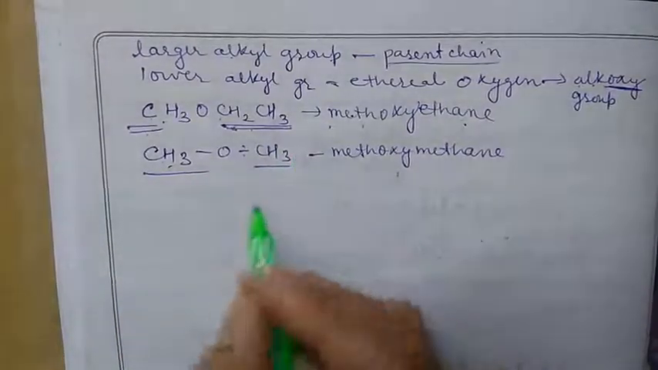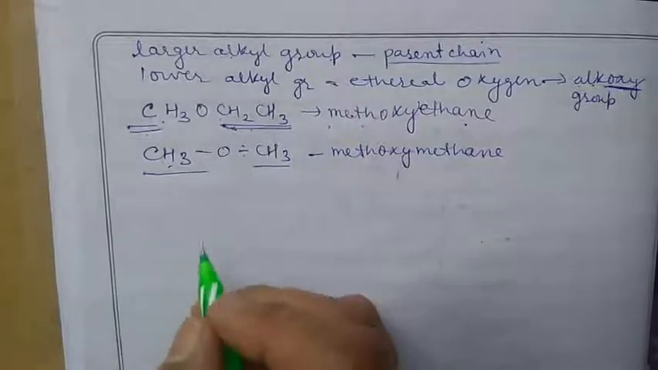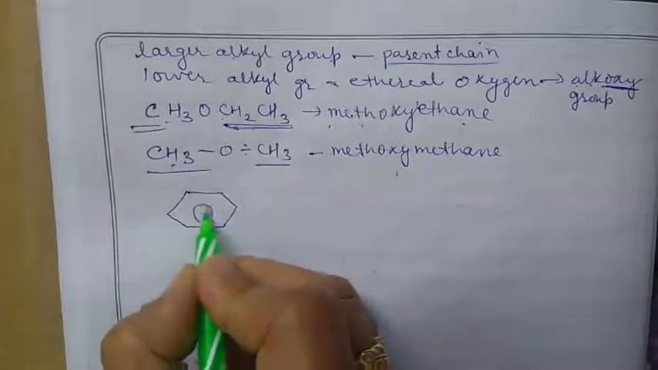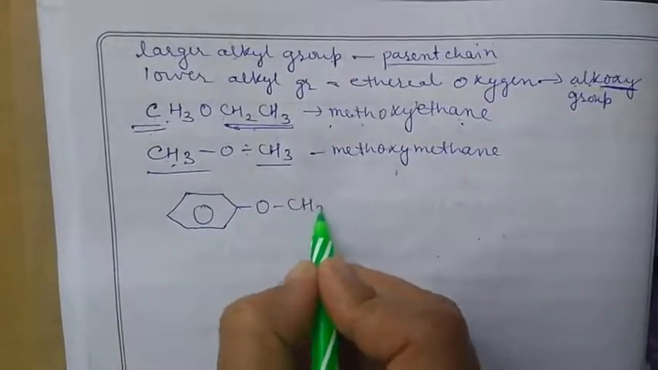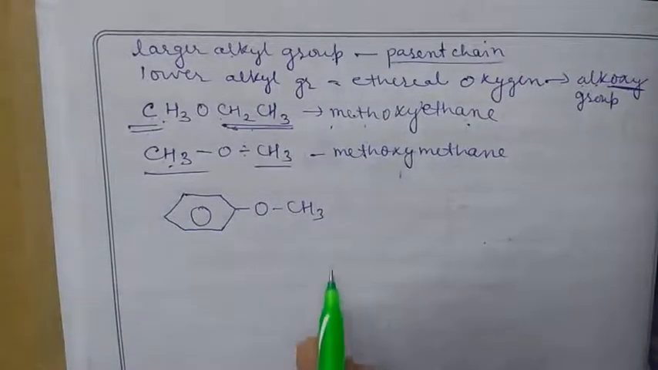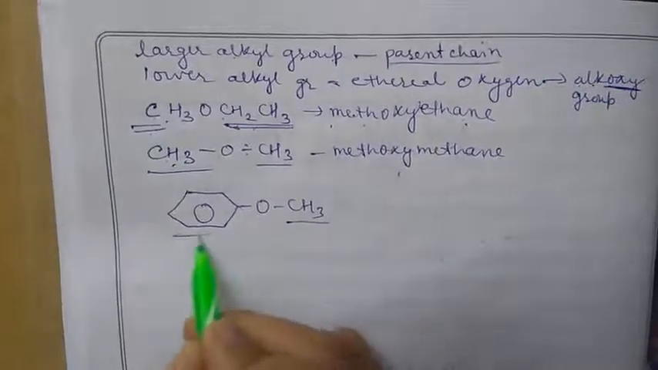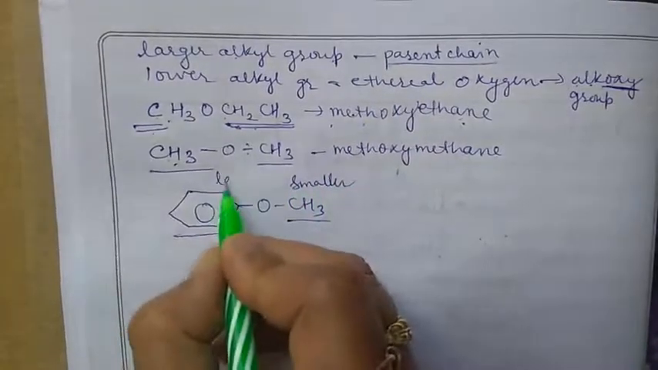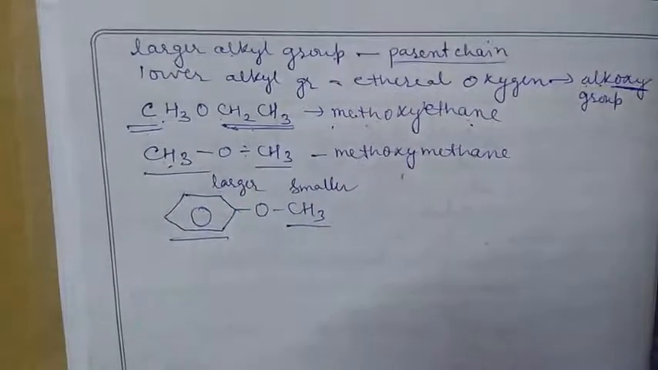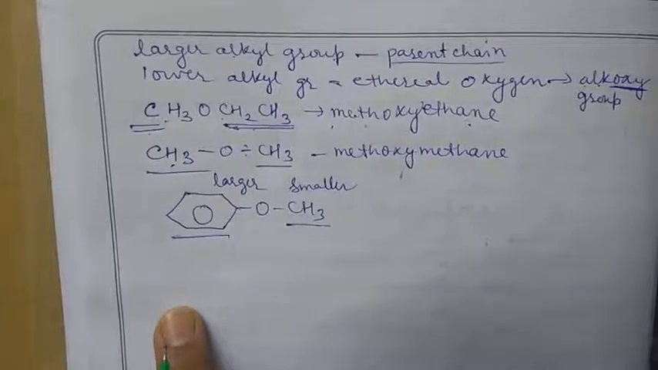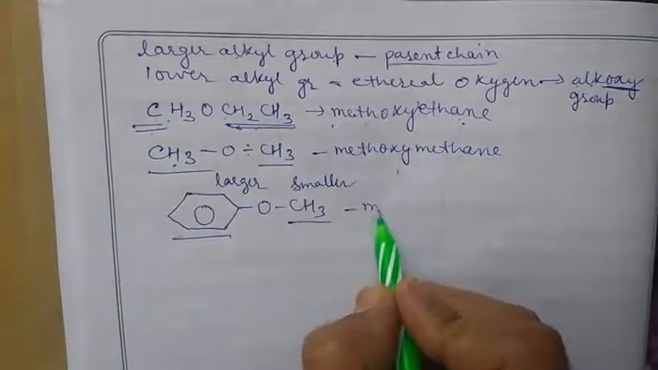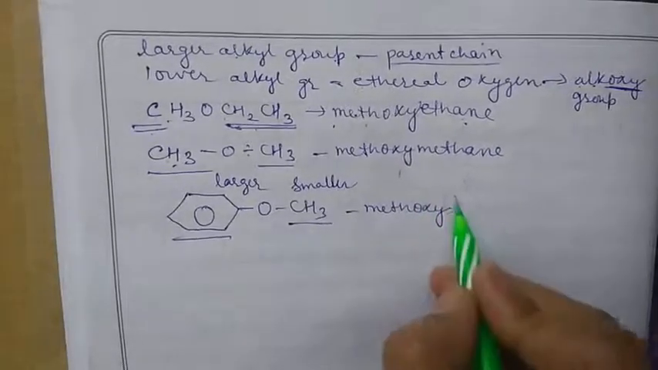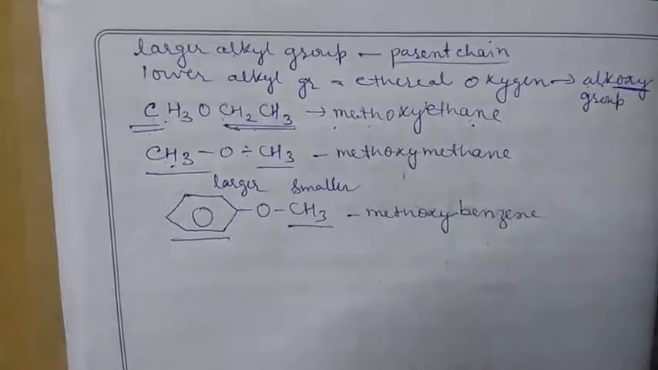Now what happens in case of a benzene ring? Let's take the example of a benzene ring, how the name changes in case of the benzene ring. So for example, this is the benzene ring. This is the oxygen atom, and here the CH3 group is present. Which one is the larger and which one is the smaller? This is smaller, and this one is the larger. So its name is methoxy. But in case of IUPAC name, it is considered as benzene.